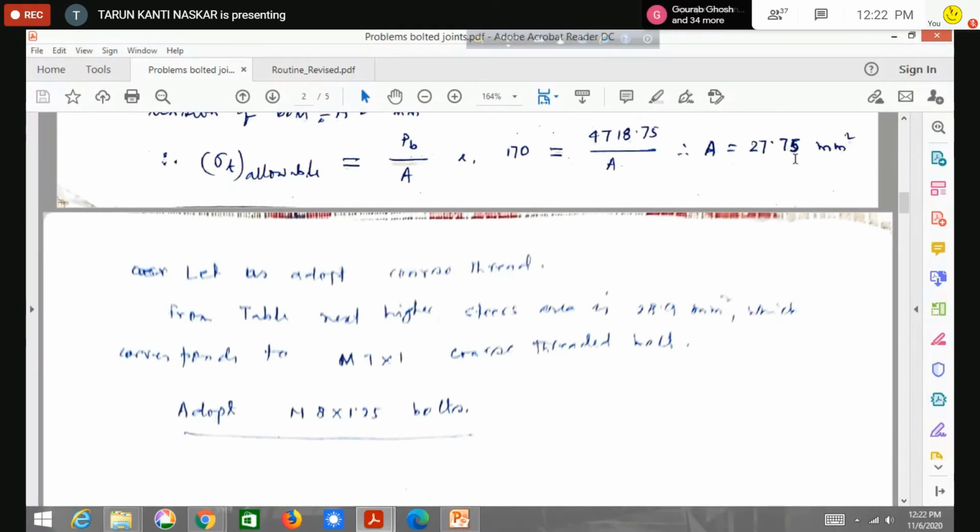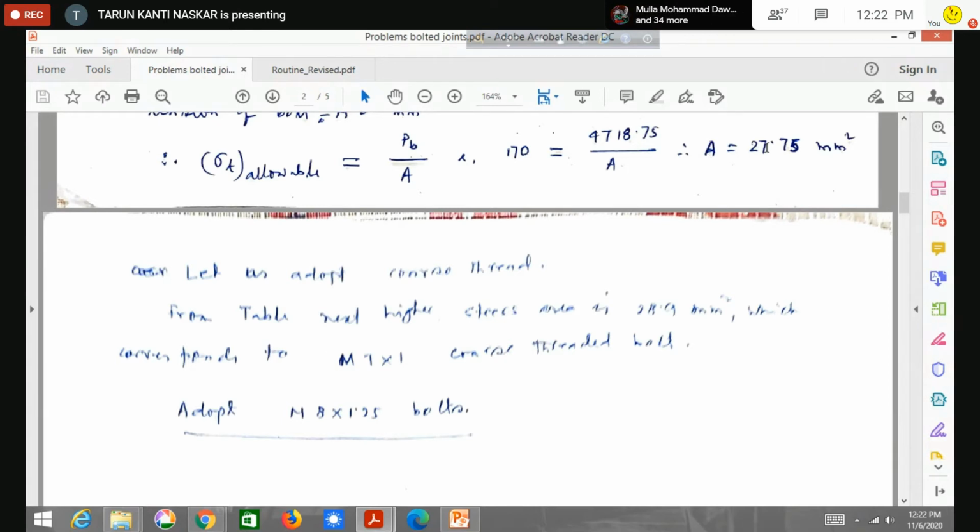So in the table you will get the core diameter. From the core diameter, let us adopt coarse thread. You have to go for either coarse thread or fine thread. Let us go for coarse thread. Then you consult the table. I have shown you the table.